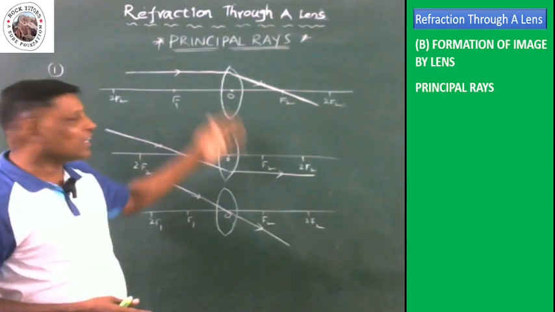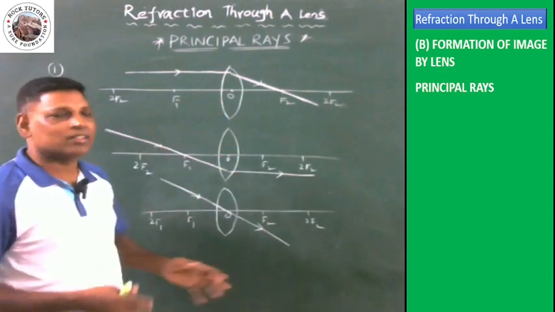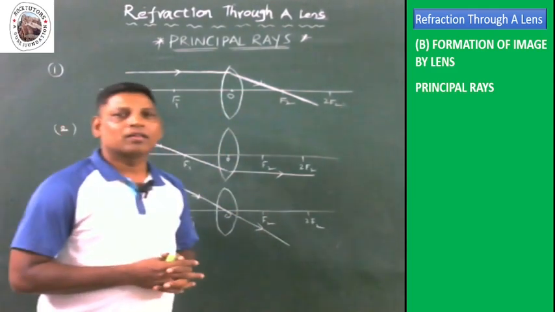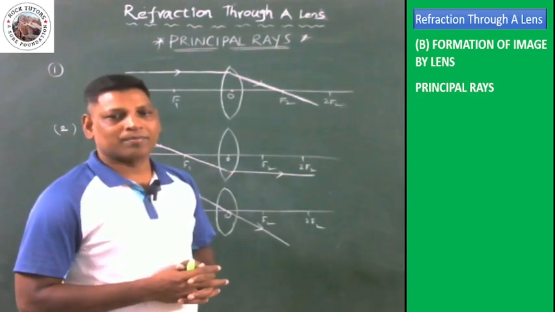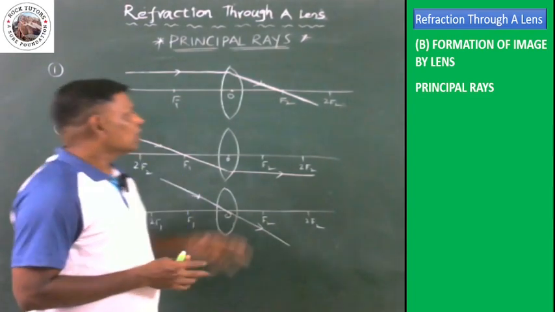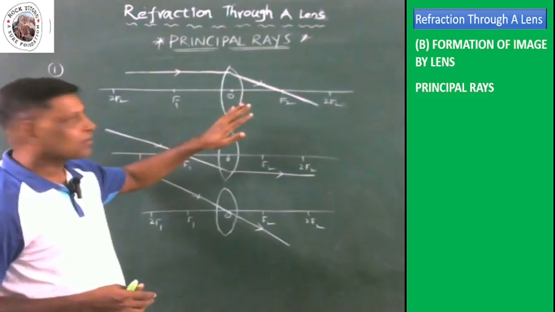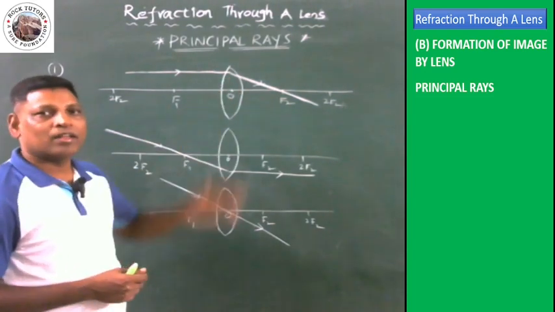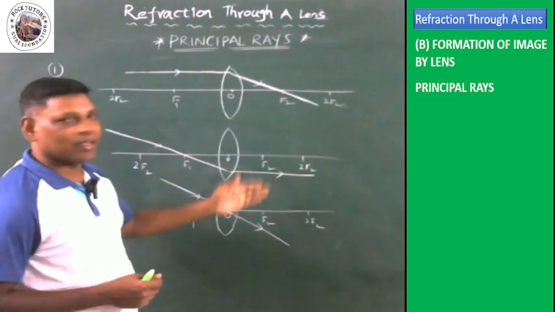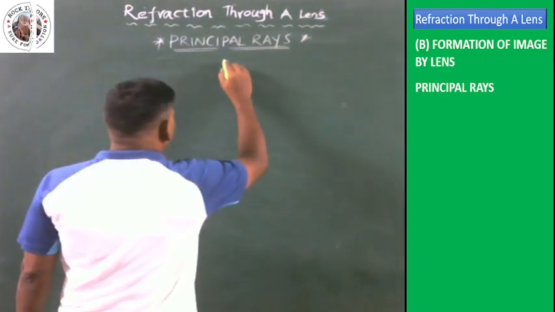By using any two of these three rays, we can draw ray diagrams. Now, if I take a concave lens, how will these rays behave? This is a concave lens.